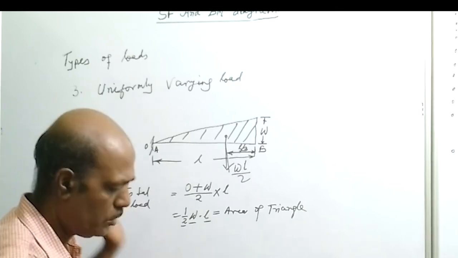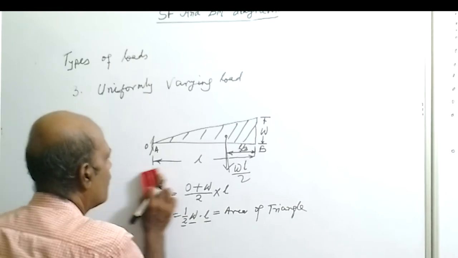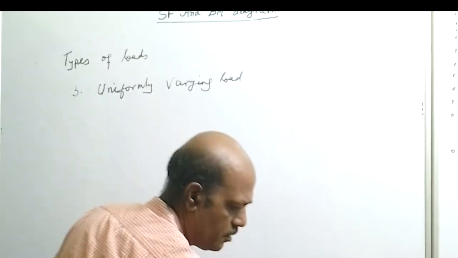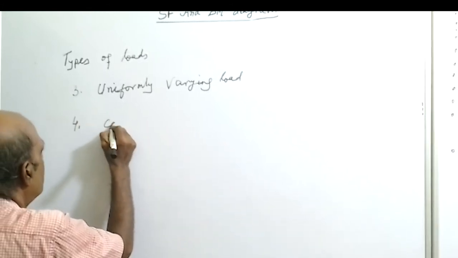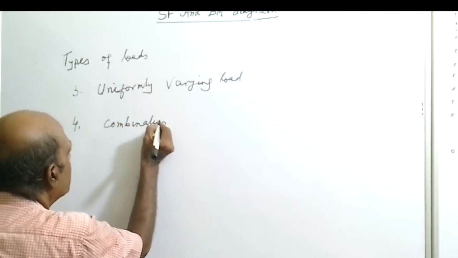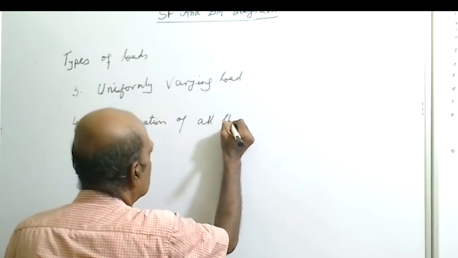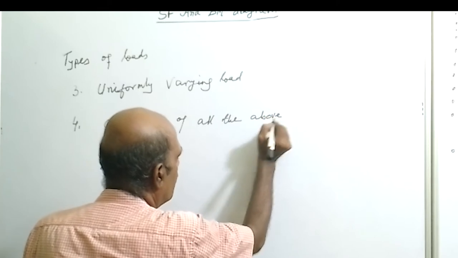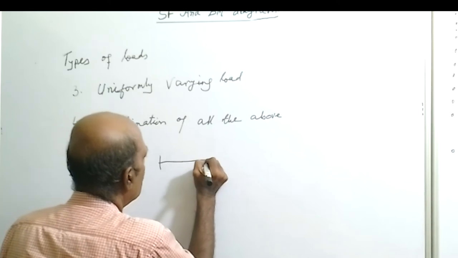Okay. And there may be a fourth kind of loading, that is a combination of all the above. So we have seen three kinds of load. So let this be the beam.